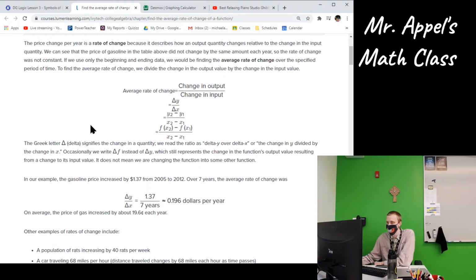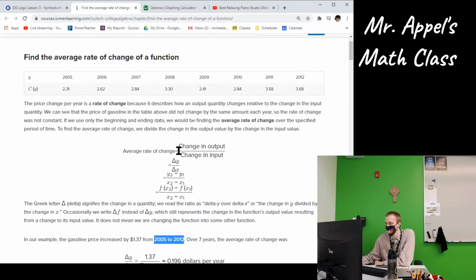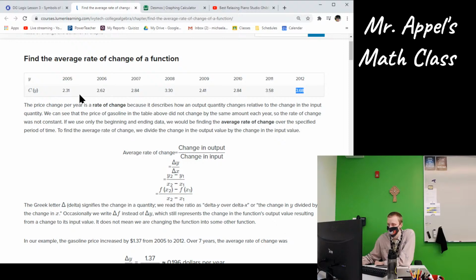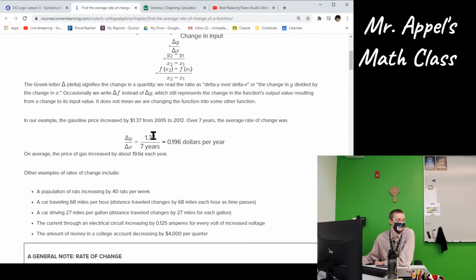So for this data example, gas prices, if we take the total difference from 2005 to 2012, so take 368 minus 231, you get $1.37. It went up $1.37 over the course of 7 years, which means on average, the price of gas has risen by about 19.6 cents or $0.196 per year. That's the average. Sometimes it's more, sometimes it's less. We understand that's what average means, right? That's all we're doing here. It's actually not that complicated, as I mentioned.